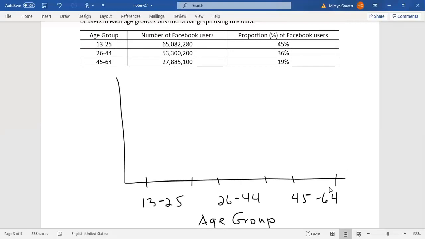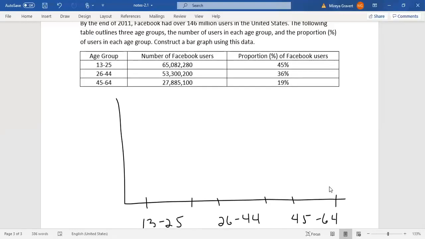Okay. When it comes to the vertical axis, you have a choice. You could either make your vertical axis the number of Facebook users, or you can use your proportionate or percent of Facebook users. So in this case, I'm going to go ahead and use the percent. It's a little easier to write these smaller numbers than these large numbers. So you want to have a scale that would go a little beyond the 45%. So I'm going to go by 10s and go up to 50. So 10, 20, 30, 40, 50.